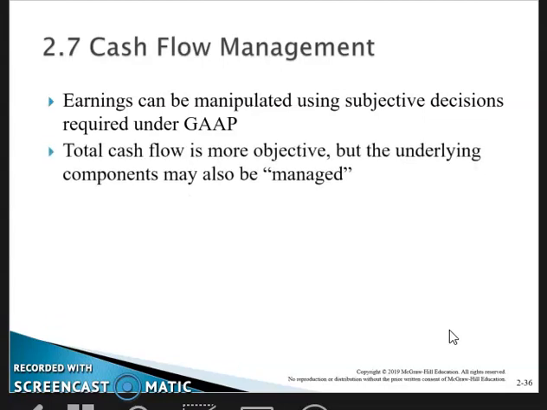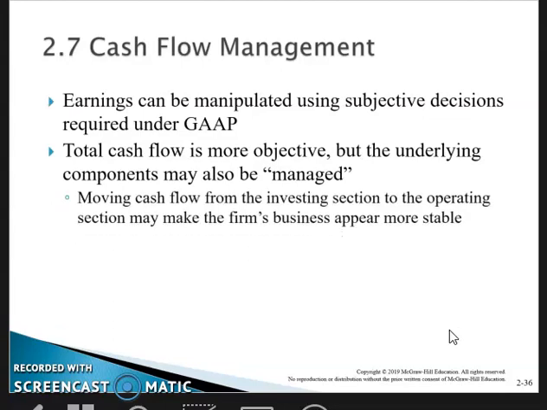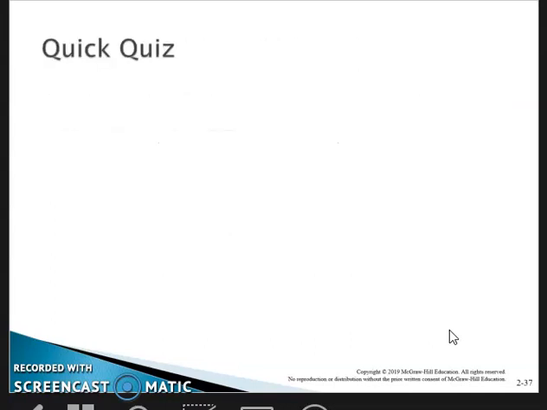So the total cash flow is more objective, but underlying components can be managed based on the accounting decisions you make. The big one is the inventory, whether you choose LIFO or FIFO. You can move cash flow from the investing section to the operating section. Makes the business appear to be more stable.